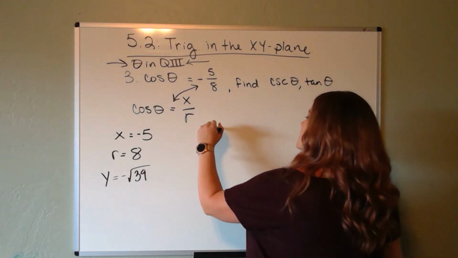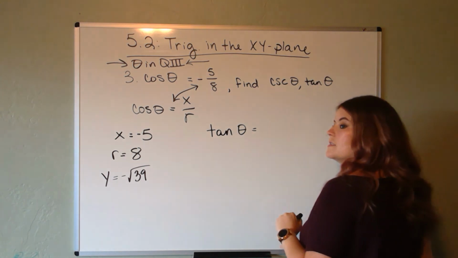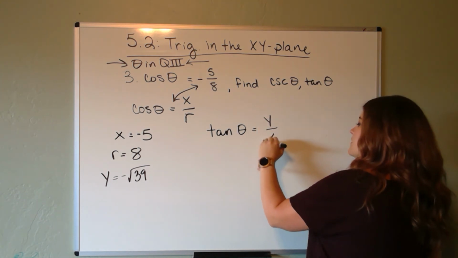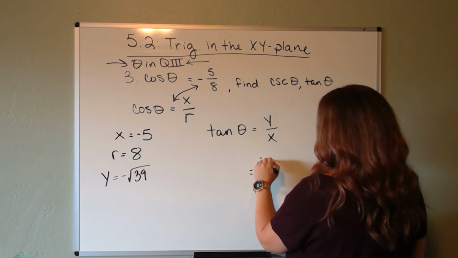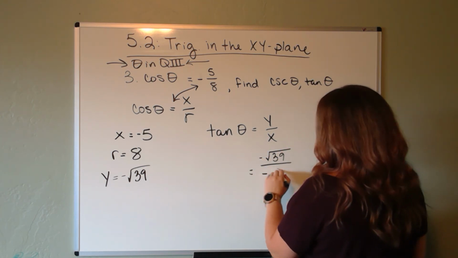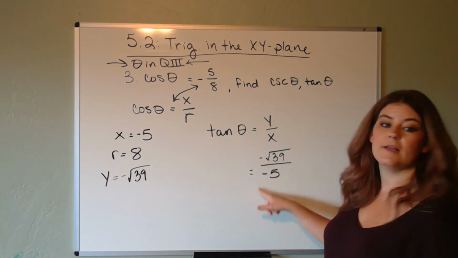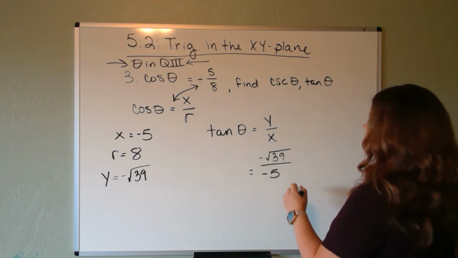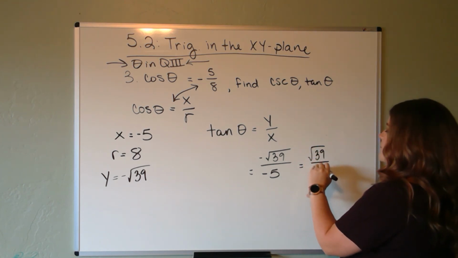All right, tangent theta. Well, tangent is always y over x. So just plug in y and x. Y is negative root 39. X is negative 5. So the only thing we have to do on this one is cancel out those two negatives. So this is really positive root 39 over 5.